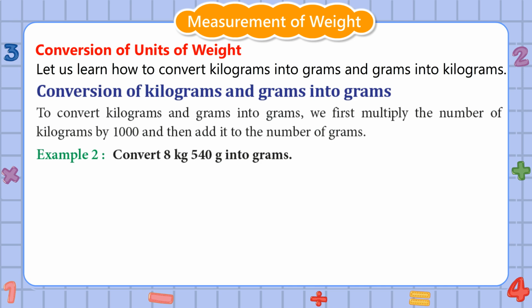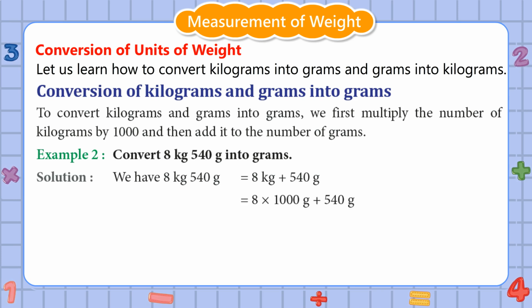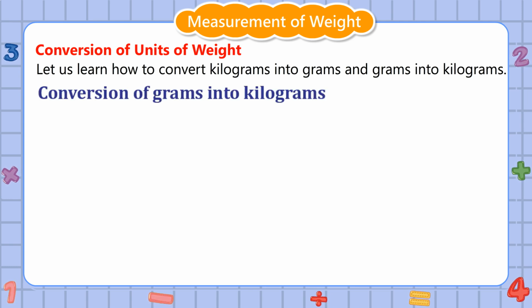Example 2. Convert 8 kilograms 540 grams into grams. Solution. We have 8 kilograms 540 grams is equal to 8 kilograms plus 540 grams. It is equal to 8 multiply 1000 grams plus 540 grams, which is equal to 8000 grams plus 540 grams. It is equal to 8540 grams.